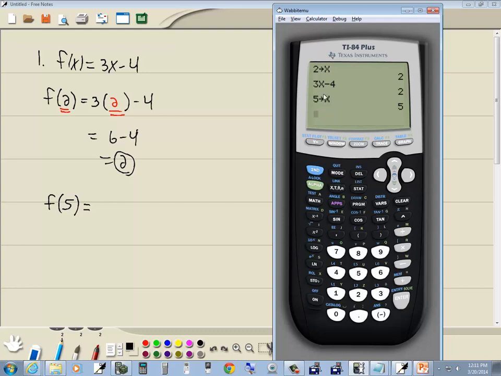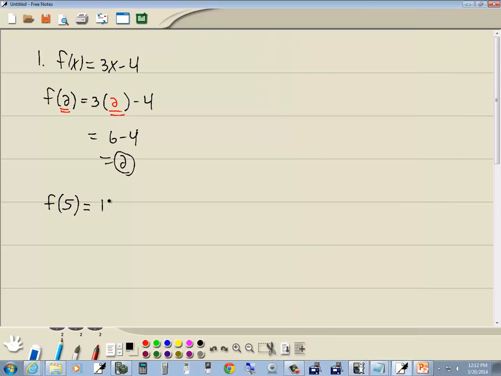Well, you can very easily bring up 3x minus 4, and I know it's not that hard to type again anyway. But if you do second enter, that'll bring up previous entries. And then second enter, see, there's 3x minus 4. Now if I press enter, it gives us 11. Because if you put 5 in, 3 times 5 is 15, minus 4 is 11. So this one would tell us that it's equal to 11.